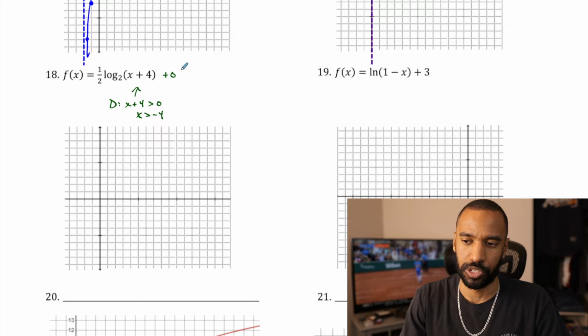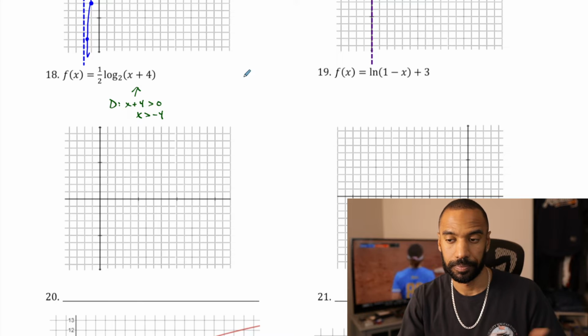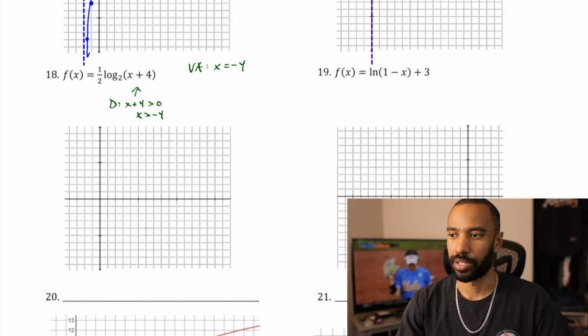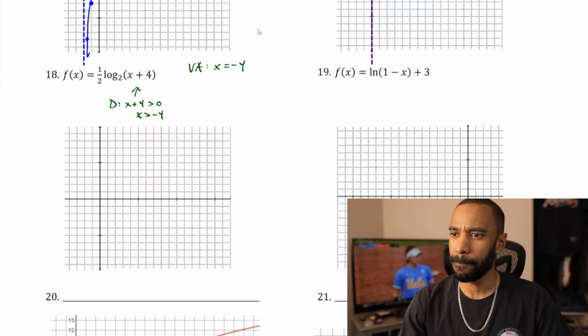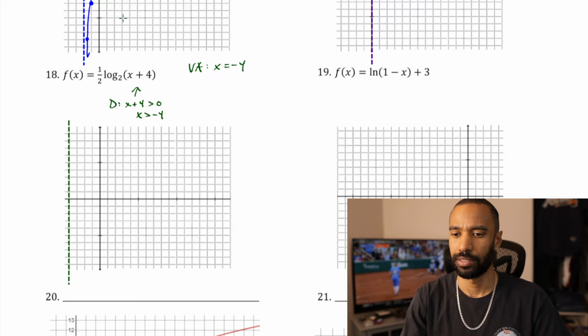The k value is 0, though, right? The plus 0. That means there's no vertical translation. There's a horizontal one, right? The vertical asymptote is at x equals -4. So we are going to start right here. Yep. Right there.